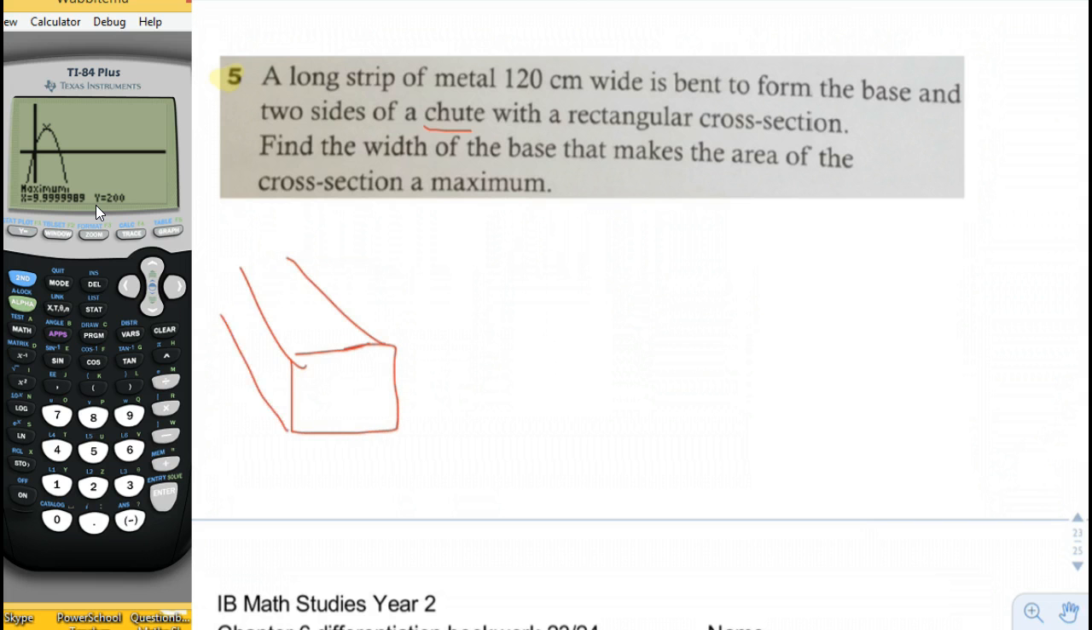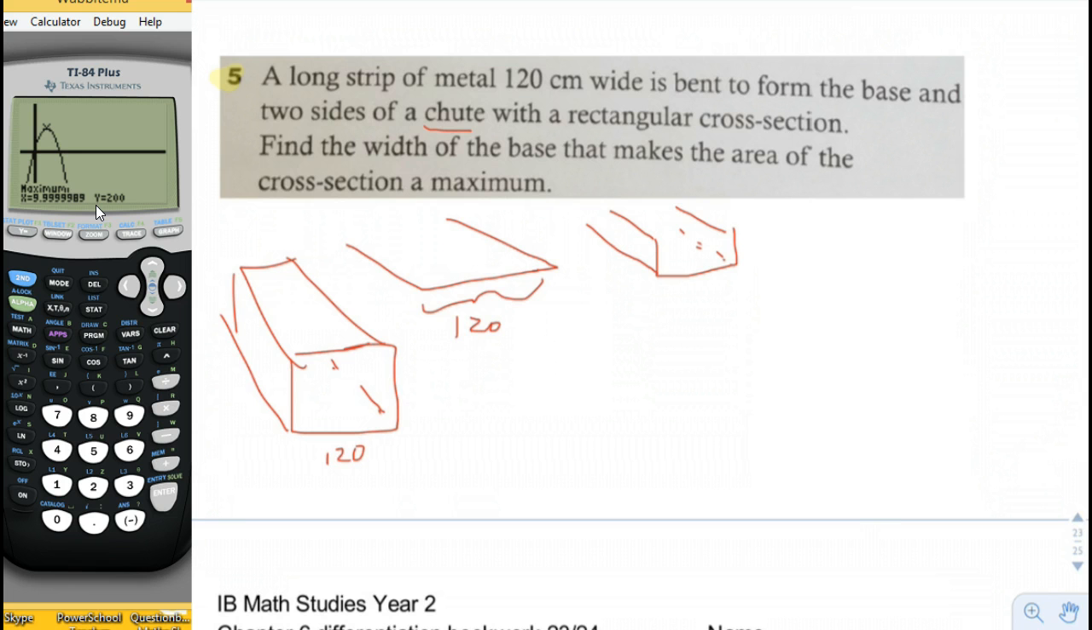Okay, and again, I'm going to draw a diagram because that helps. Okay, it says a long strip of metal is 120 centimeters wide, is bent to form the base and two sides of a chute with a rectangular cross section. Find the width of the base that makes the area of the cross section a maximum. Okay, so what you have is a piece of sheet metal, it's 120 wide, and we're going to bend it into a U. A chute could be an enclosed rectangle, or it could be an open rectangle like this one.